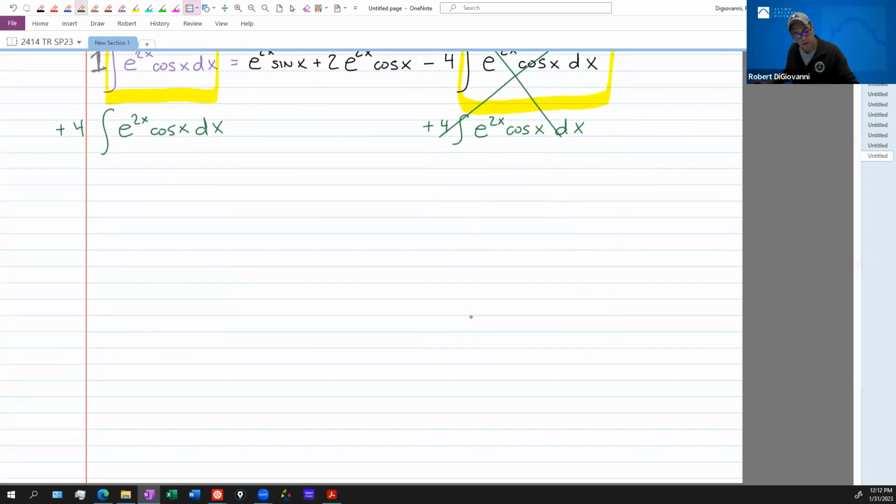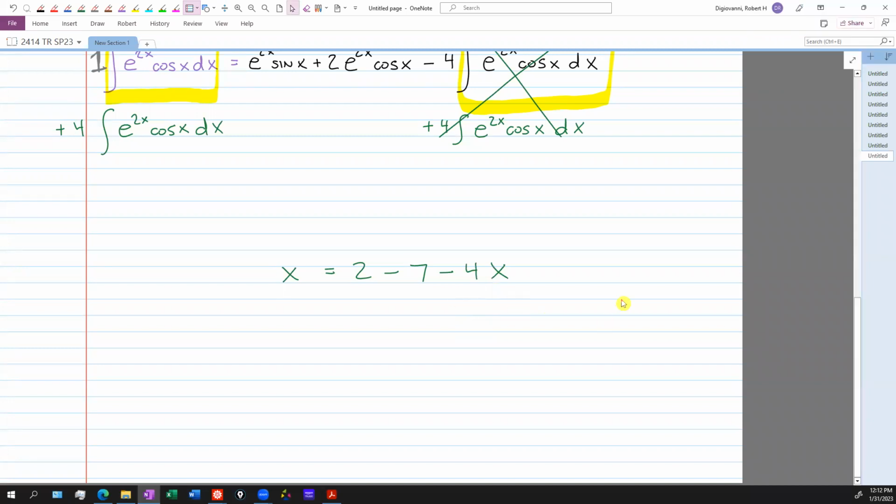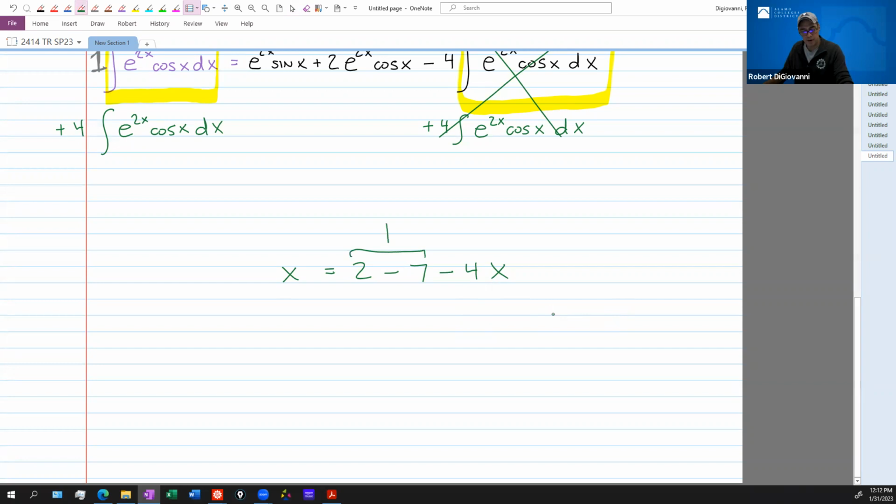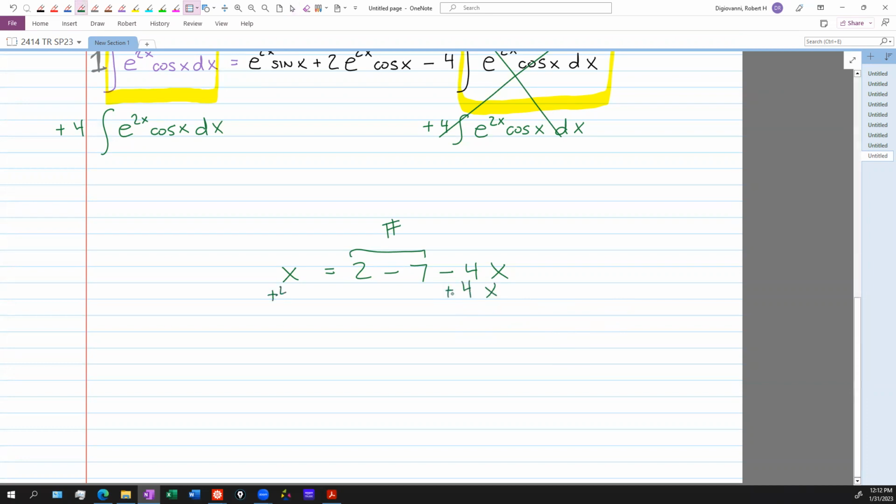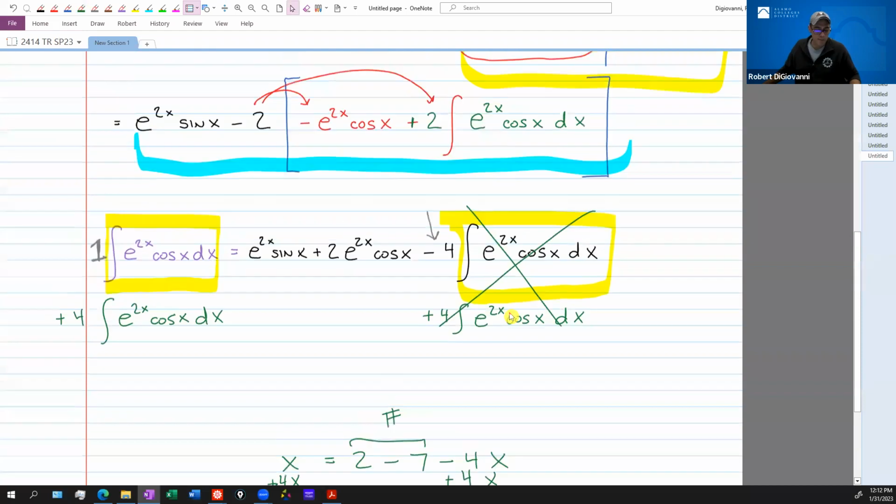Okay, so what if I wrote this down? x equals 2 minus 7 minus 4x. And I ask you to solve for x, what would you do? I would first combine the 2 and the 7, then move those two together and divide by 4x. That's some number, right? And then you would want to get your x's on one side. So you would add 4x to both sides. Okay, that's basically what I'm doing here.